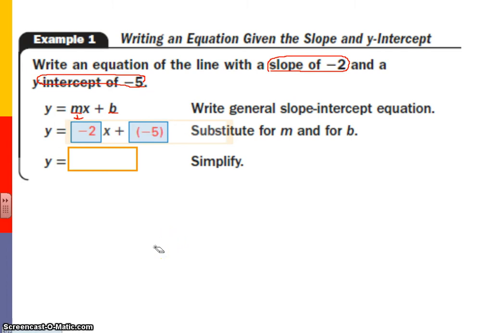I am happy with this answer, and this is actually what I would circle. If you wanted to continue to simplify, you could get rid of the plus negative and change it into a subtraction. Again, I don't care which one you do. You can just keep the addition of the negative.